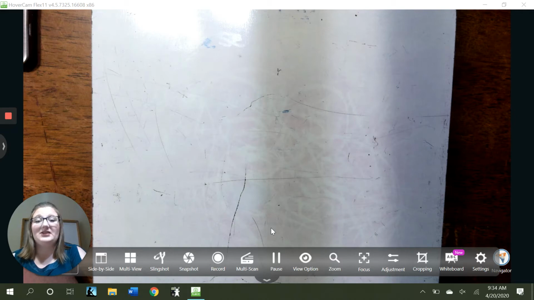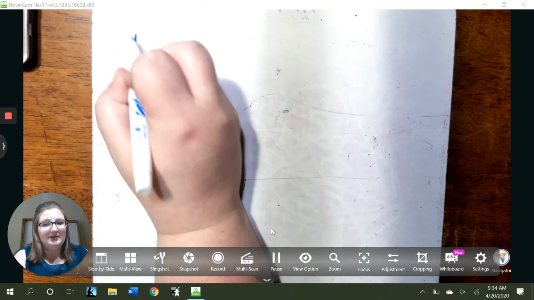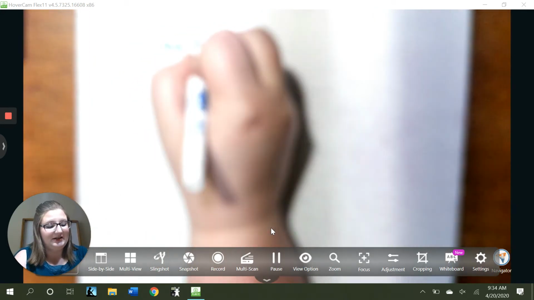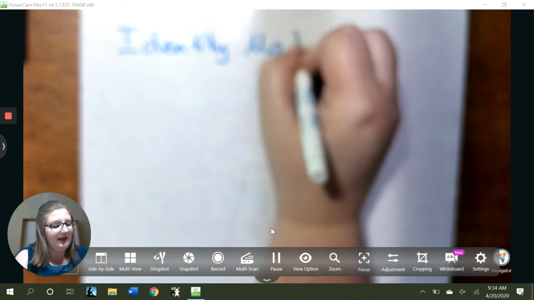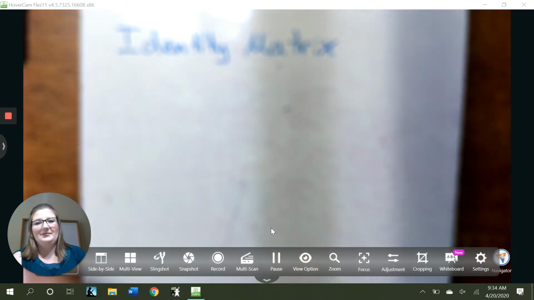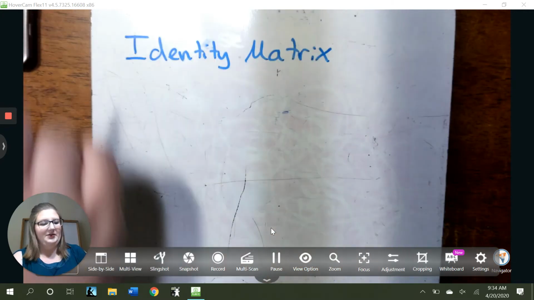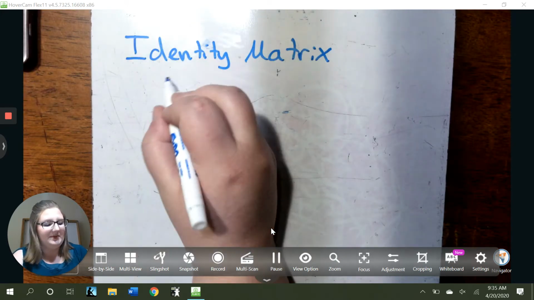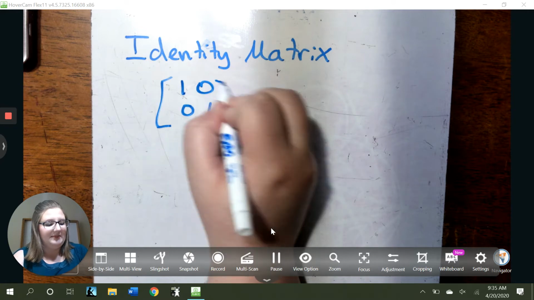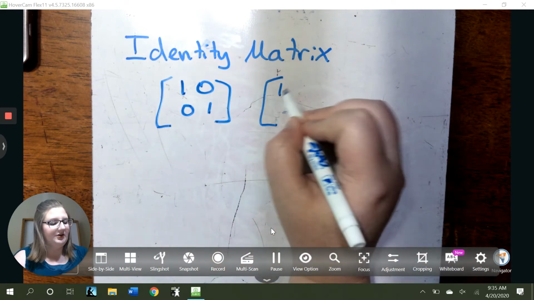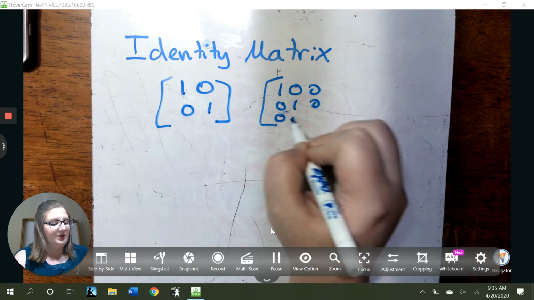We're going to talk about two different types of matrices, an identity matrix and an inverse matrix. So to get to the point where we can talk about inverse matrices, we first have to talk about the identity matrix. And the identity matrix would be something like this 2x2 matrix, or this 3x3 matrix.